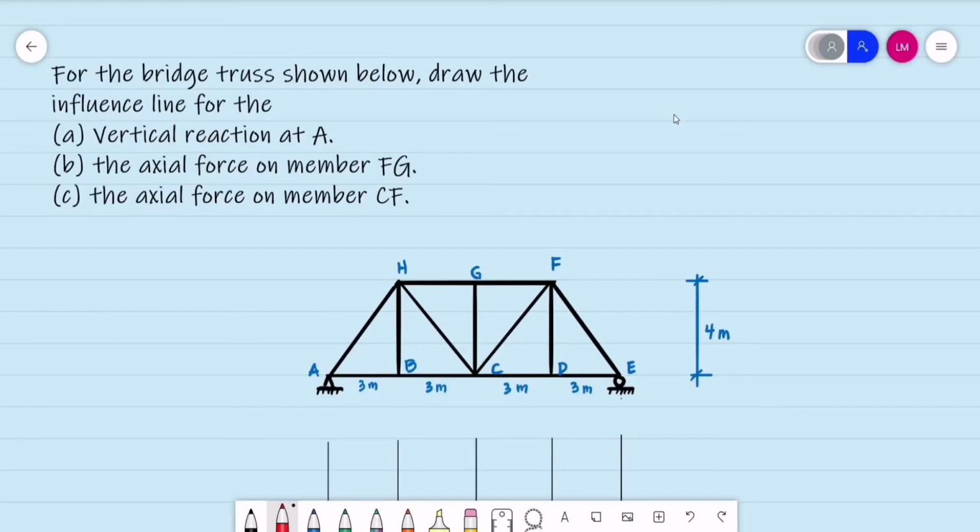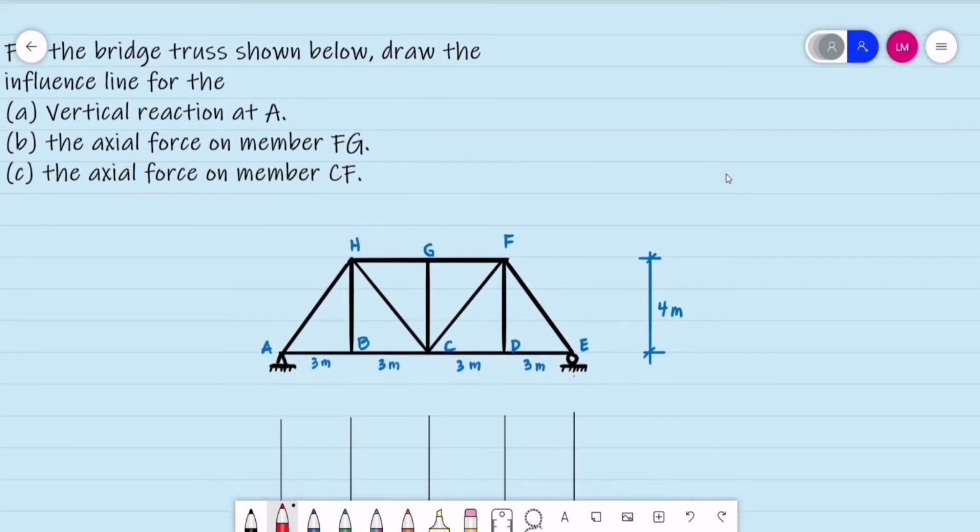Hi, good day. So let's have an example for the influence line for a truss. For the bridge truss shown below, draw the influence line for: letter A, the vertical reaction at A; letter B, the axial load on member FG; and letter C, the axial load on member CF.